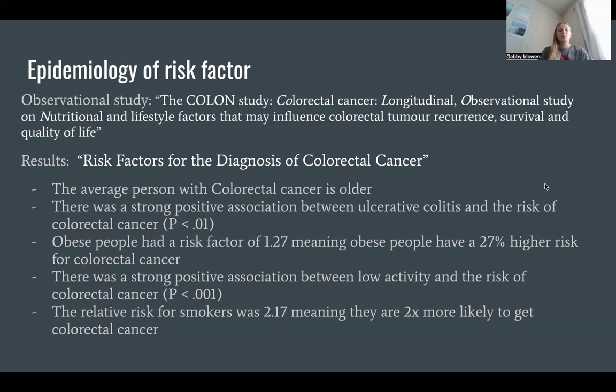So the results of this were the average person with colorectal cancer is typically older. So the older you get, the more likely you are to get it. There was a strong positive association between ulcerative colitis and the risk of colorectal cancer. Obese people also had a risk factor of 1.27, meaning these people had 27% higher risk for colorectal cancer. There was also a strong positive association between low activity and the risk of colorectal cancer. And smokers had a 2.17 risk factor, meaning they were 2 times more likely to get colorectal cancer.